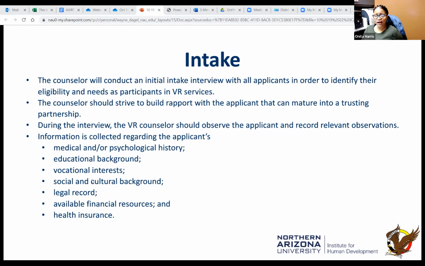Social and cultural background, which is very important because in tribal VR, culture plays a big part in how we interact with our applicants and our consumers. Legal records, if there are any legal issues to address, available financial resources, and health insurance. So all of that information plays a part in how we move forward with each applicant. And remembering that VR is individualized service, so everybody's services won't necessarily look like the next person's services. So next slide.